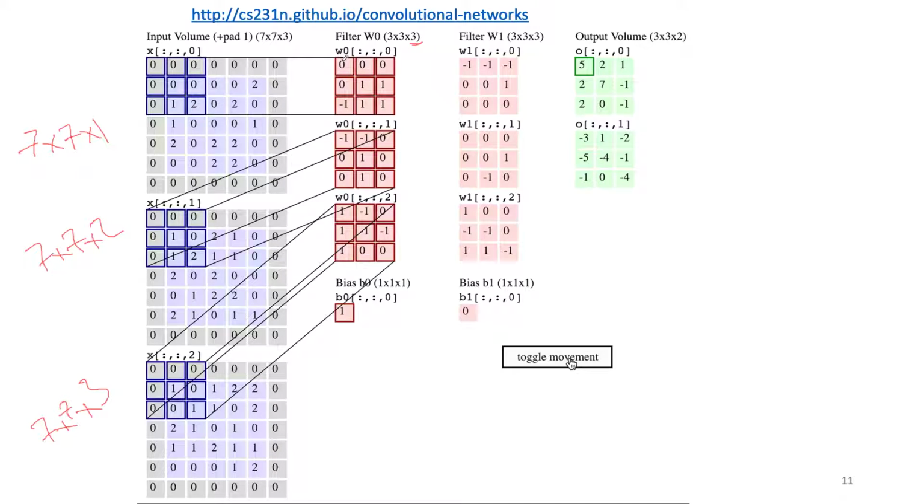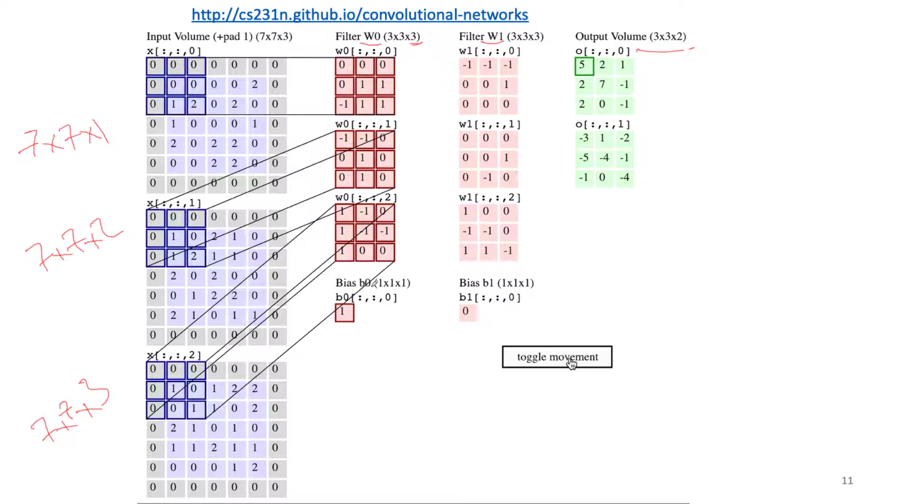So W0, and we had two sets of those as well. So we had W1 and W0, so 6 of them, right? And the output value, because of this 3x3 and two sets, W0 and W1, is 3x3x2.